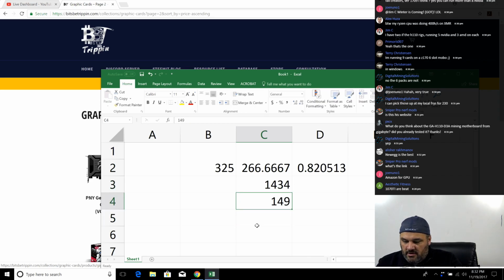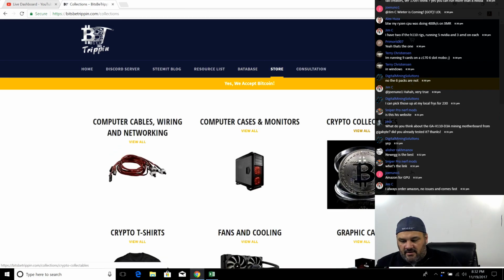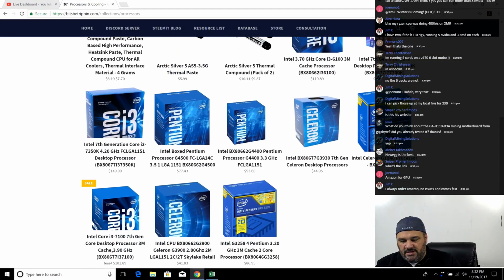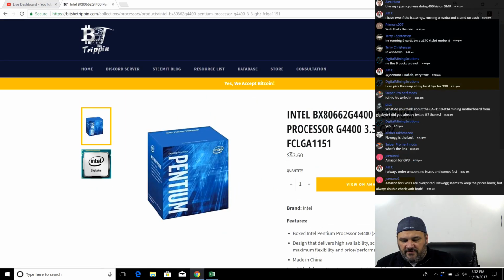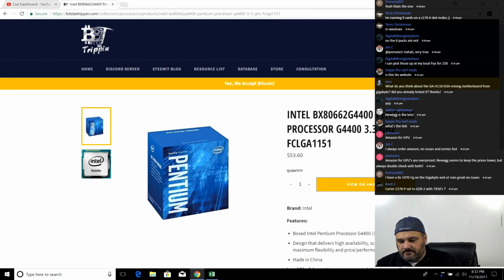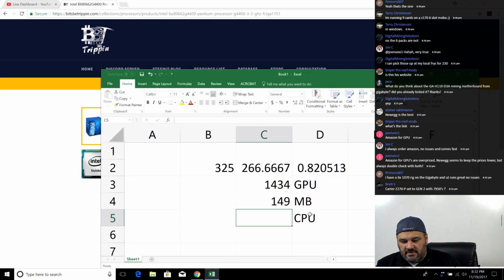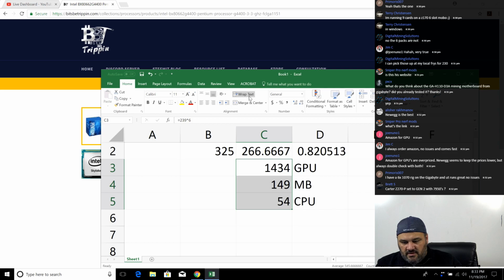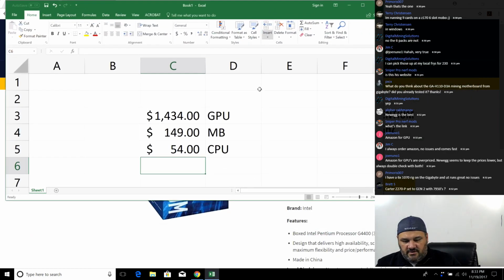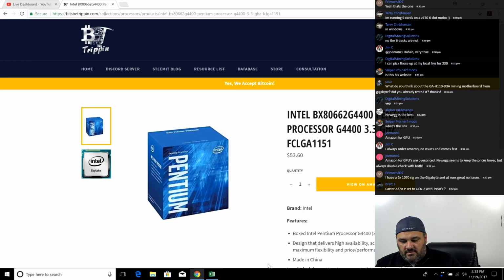If you had 149 on the motherboard, GPU, motherboard, CPU is going to be about, let's go back here. We got some of the basic CPUs that we use in here. Here's a G4400. We're talking 53. That should be, yeah, 5360. That is current. So G4400, $53. Let's just call it 54. Bring those up. On the CPU, let's bring this over here.